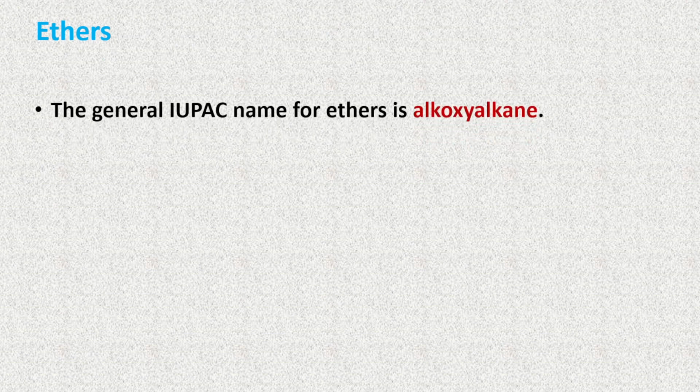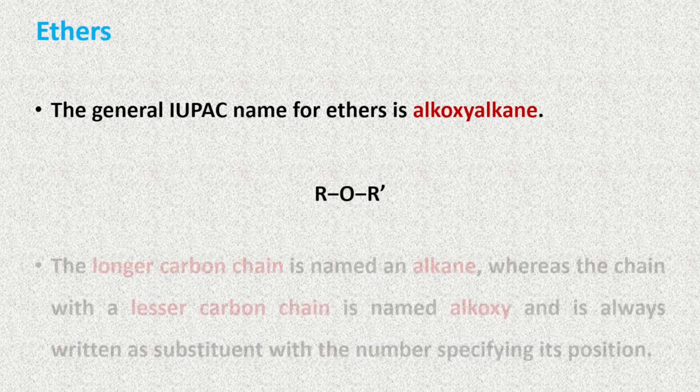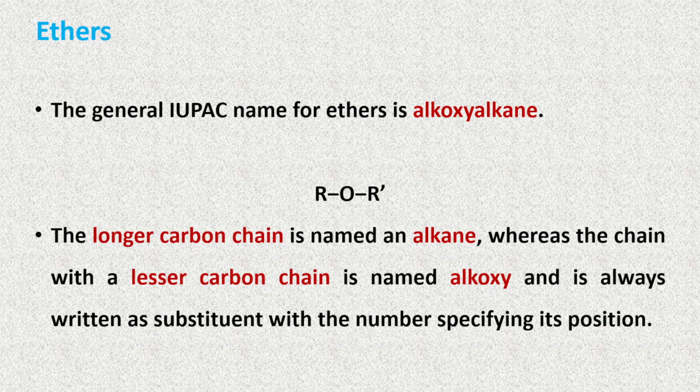Next is ether. The general IUPAC name for ether is alkoxyalkane. Ethers are those compounds that contain an oxygen atom connected to two alkyl or aryl groups, like R-O-R'. The longer carbon chain is named as an alkane, whereas the chain with fewer carbons is named alkoxy and is always written as a substituent with a number specifying its position.